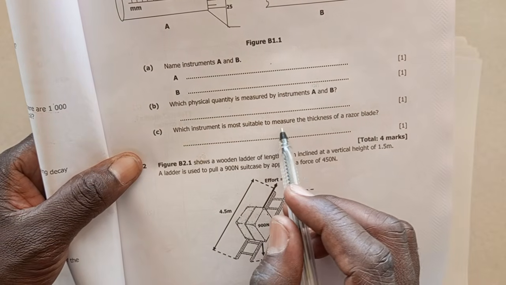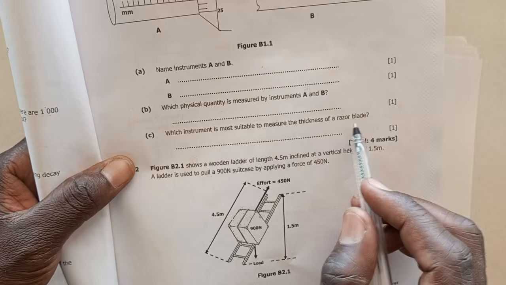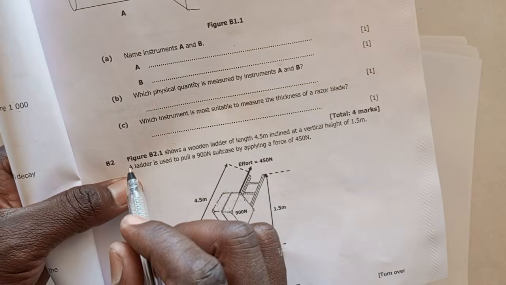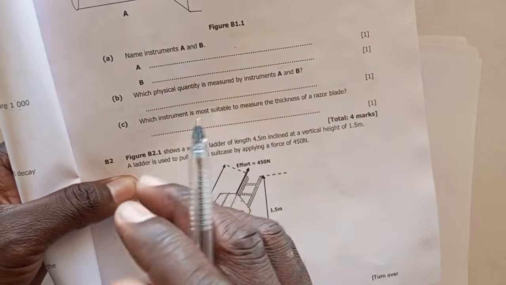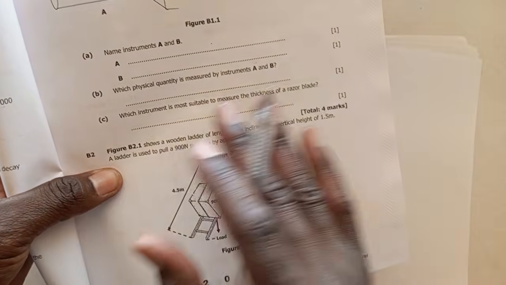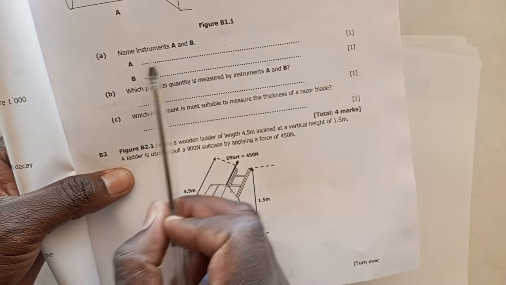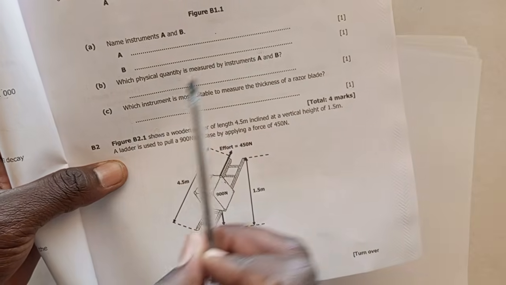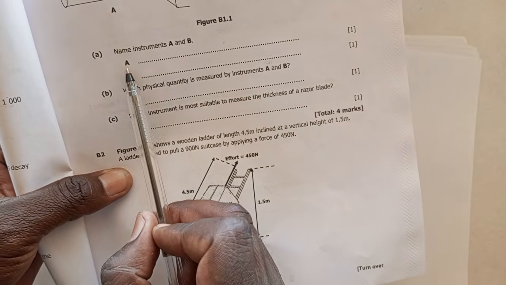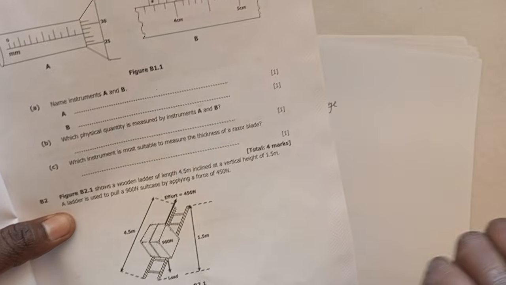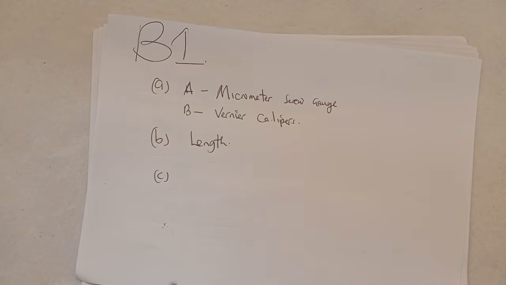What is question C saying? Question C is saying, which instrument is most suitable to measure the thickness of a razor blade? Well, the instrument is instrument A. You can write micrometer screw gauge. If you like, you can write instrument A. You'll still be awarded a mark because of the way the question is phrased. Because you've been asked what instrument A is, you've stated it's a micrometer screw gauge. But the best is micrometer screw gauge, but you can still put instrument A and you'll still be given a mark.